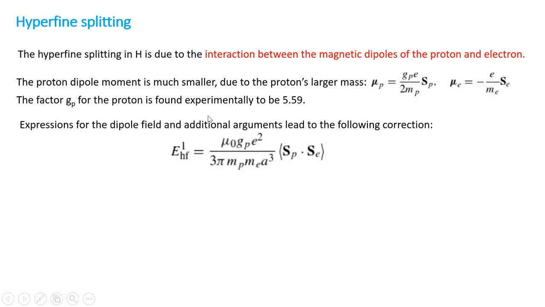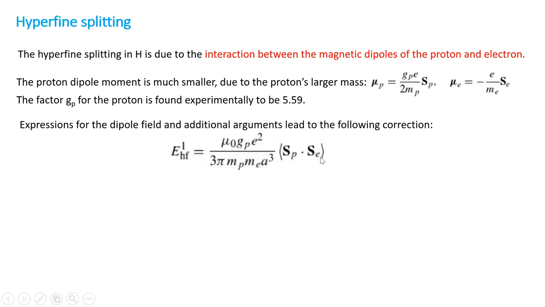Okay, so when we put in expressions for the dipole field of the proton and how the electron interacts with it and make some additional arguments, they lead to the following correction. Again, I refer you to the text for some details of this. It gets a little technical, but the hyperfine splitting correction is mu naught times this g factor for the proton times e squared, because the magnetic moments each have an e, over m_p m_e coming from the magnetic moments. And this 3 pi a cubed comes from an expectation value over the space of one of the hydrogen wave functions.